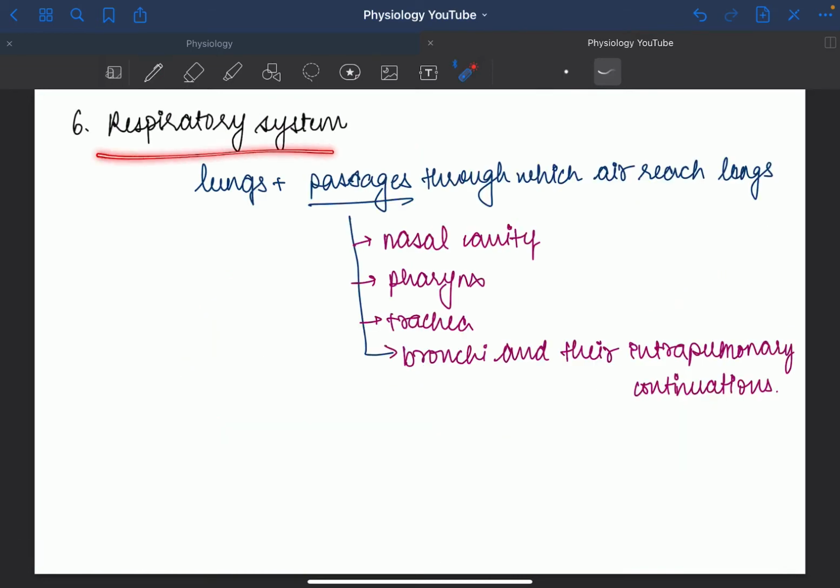The respiratory system consists of lungs and the passages which lead the air from the outer environment into the lungs. So these passages are nasal cavity, pharynx, trachea, bronchi. Now bronchi are further divided into bronchioles, which finally lead into the alveoli.